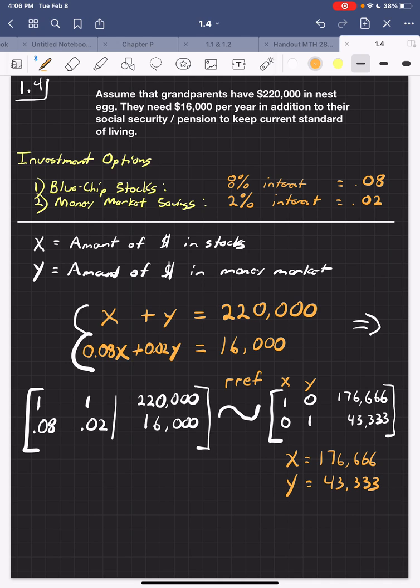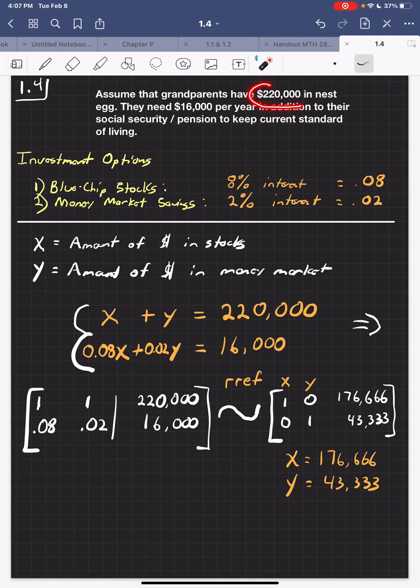Y should equal $43,333. And the answer to their question is the minimum amount that they can put into stocks, out of that 220,000, is $176,666. As long as they place that minimum amount in stocks, and then the rest of it can go into savings, that will, assuming these returns on investments stay constant, assure them an extra $16,000 per year in income.